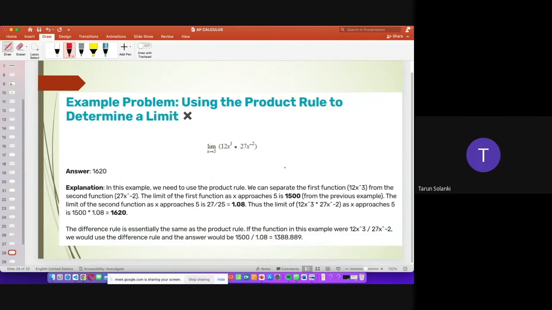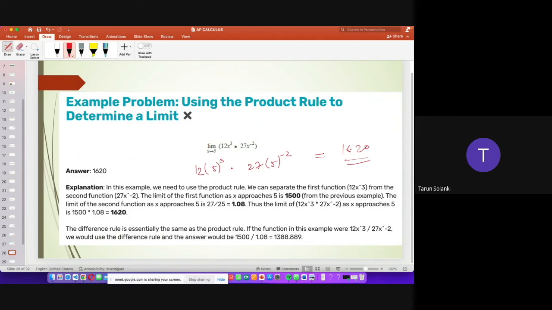Next is using the product rule. So two functions are given. So 12 into x to the power this, multiplied by 27, 5 to the power minus this. So while solving, you will get your answer as 1620.